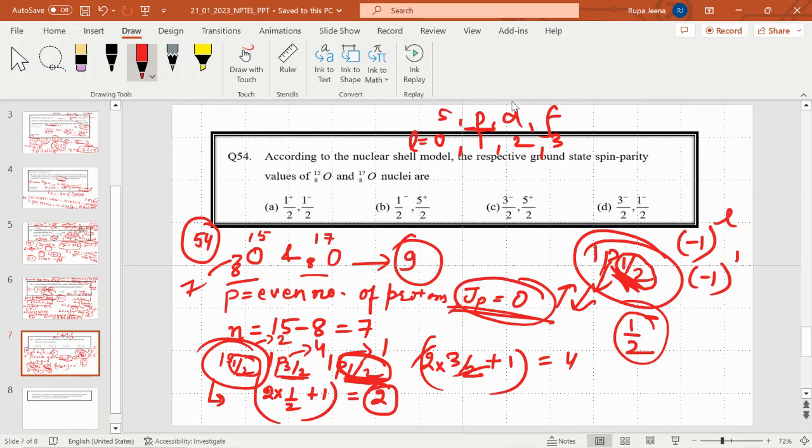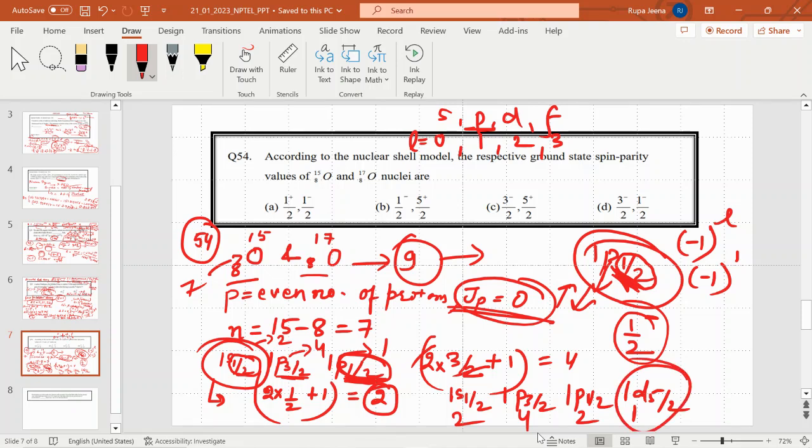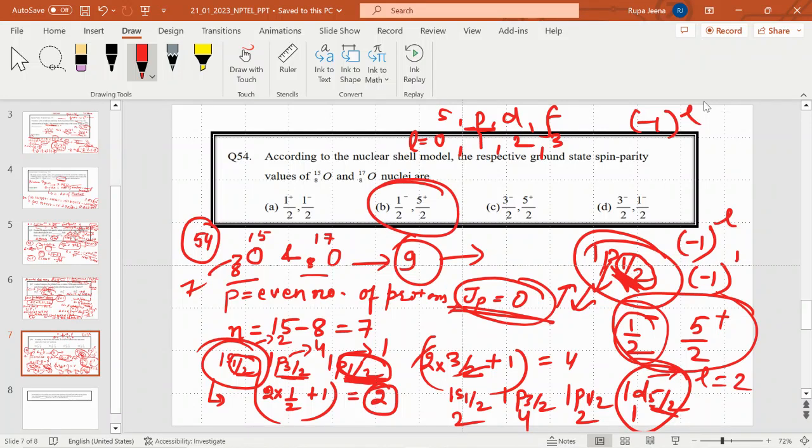Now for the next case, when neutron number is 9. In the same way, 1s 1 by 2, 1p 3 by 2, 1p 1 by 2, 1d 5 by 2. Here it will accommodate 2 neutrons, this will take 4, this will take 2: 2, 4, 6, 7, 8. The last one goes to this one. So the total angular momentum is 5 by 2, and parity will be minus 1 raised to the power L. And you know, for D, L is equal to 2, so the parity is positive. So the answer is this, B.